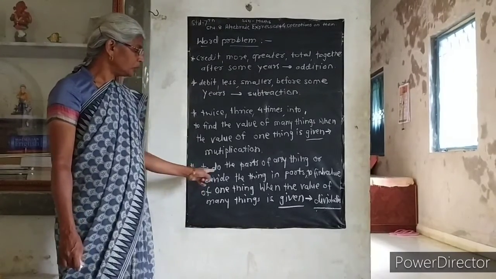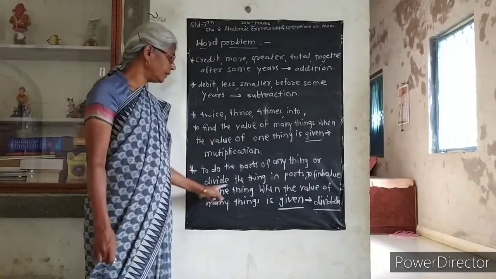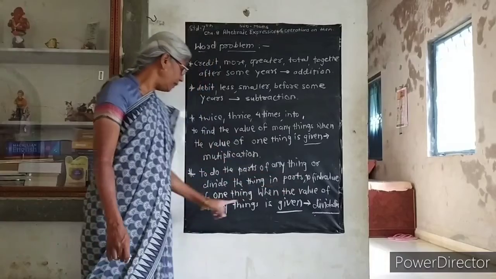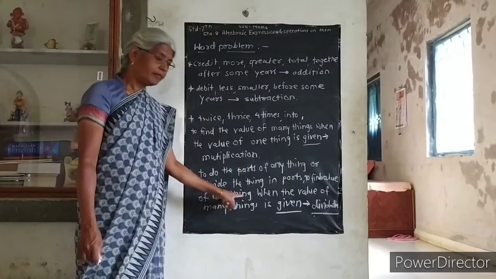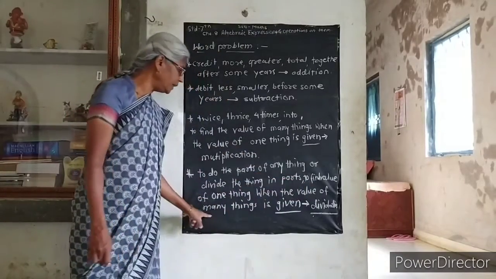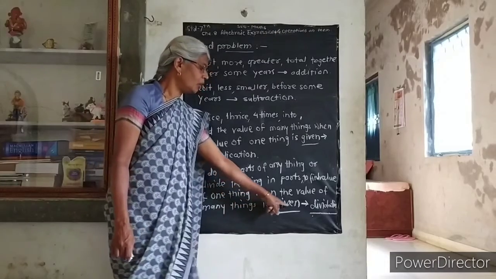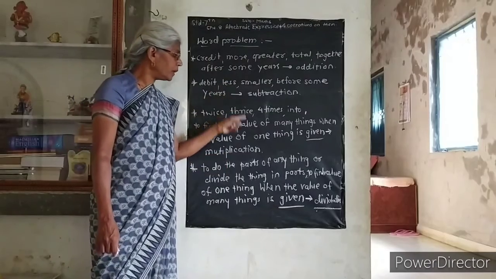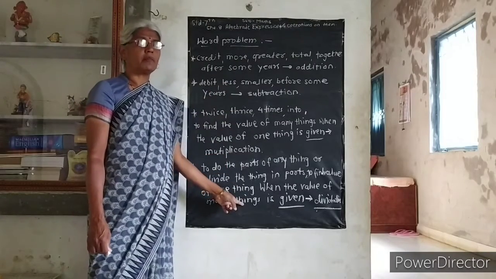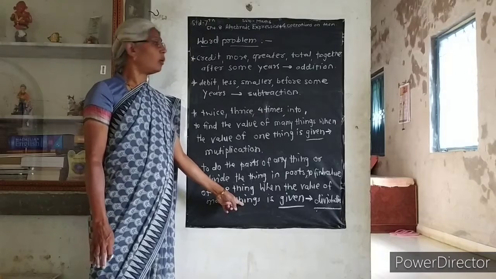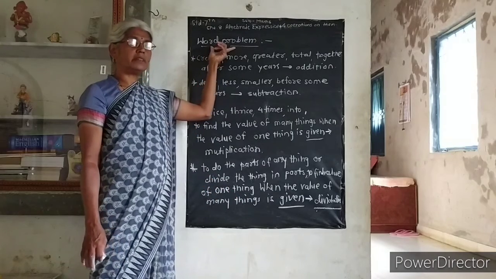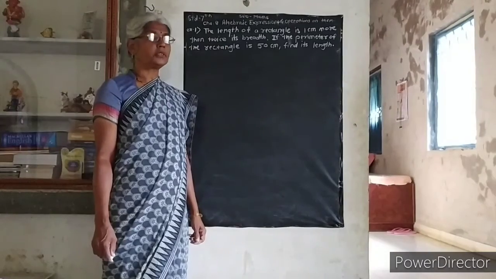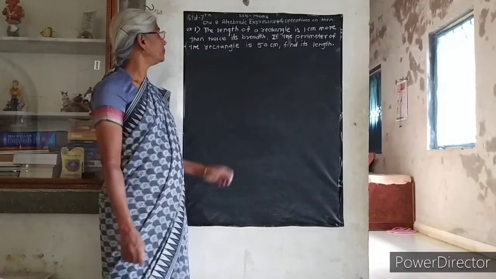Fourth thing, to take the part of anything or divide a thing into many parts, or to find the value of one thing when the value of many things is given, the operation is division. If you study these words neatly, you can form an equation from a word problem. First we read the problem.